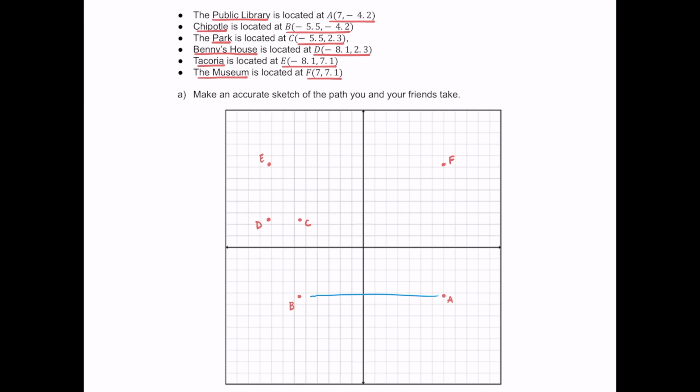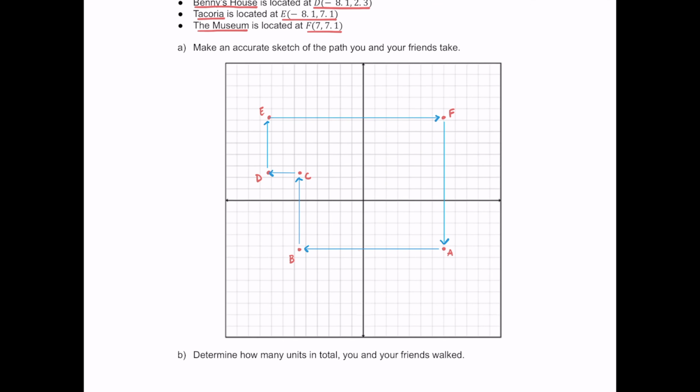All right, so making a sketch here, we would start at A and go over to point B. So starting at the library, we head over to Chipotle. From Chipotle, we then venture over to the park. That's where we're going over here. Then from the park, we're gonna head over to Benny's house. That's gonna be a pretty close little walk here. And then we're gonna go up to Taqueria, located right above Benny's house. Then from Taqueria, let's go to the museum, cutting all the way across here. And that's going to be at F for the museum. And then remember from the directions earlier that we are heading back to the library, to where we started at the end.